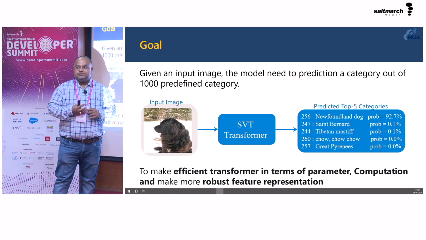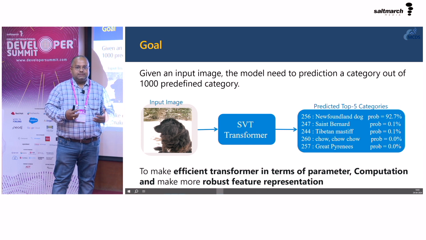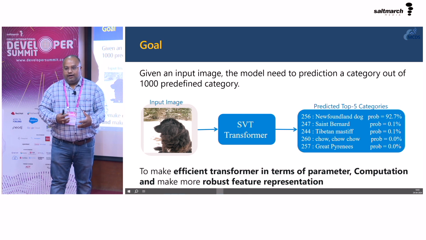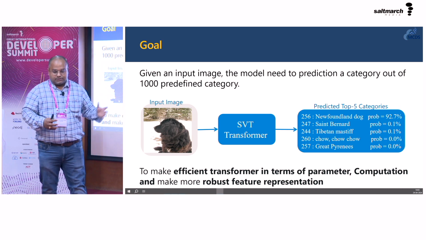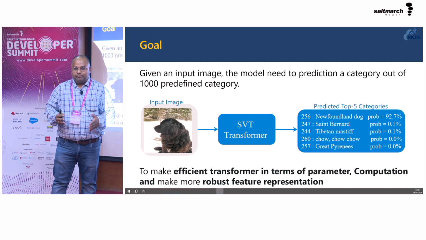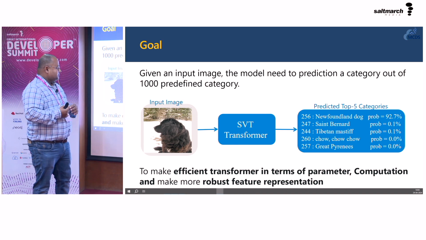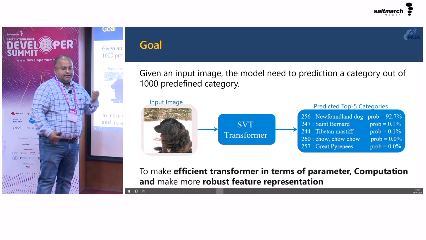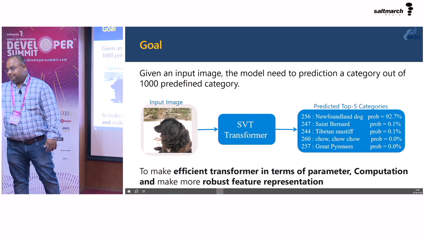The third one is how much computational cost is required, like resource cost. A transformer requires a huge computational cost. So we developed a transformer which has fewer parameters, less computational cost, and better inferencing time.